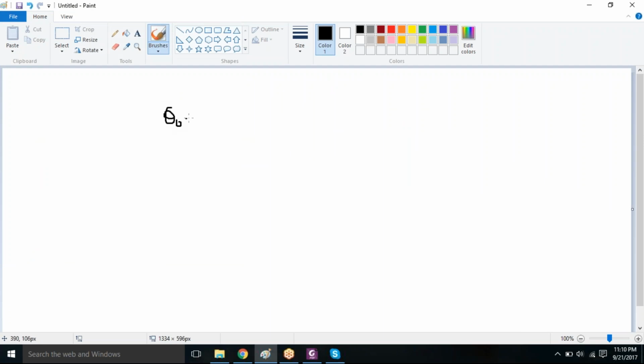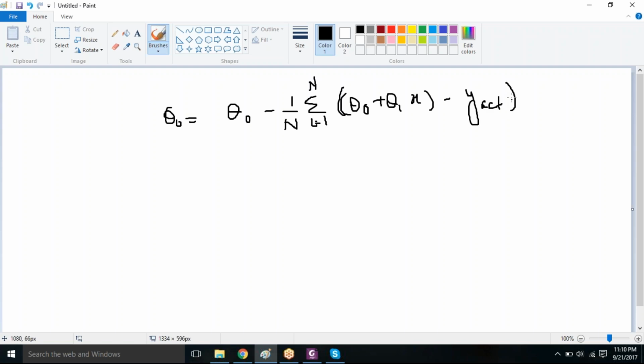If you calculate the same, for theta naught we saw that it is simple: theta naught minus 1 by n, sigma i equals 1 to n, of theta naught plus theta 1 x, which is nothing but the hypothesis, minus y actual. This has no square. Remember, the square has been cancelled by this; after differentiation the square was gone. So this is the formula for theta naught.